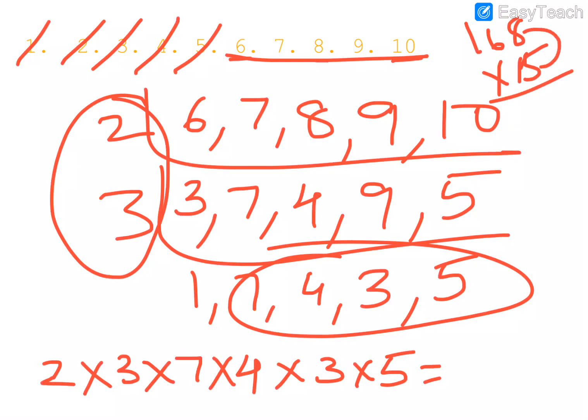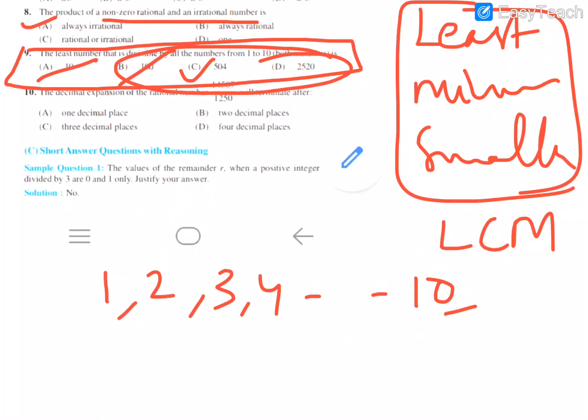In our answer, 8 5s are 40 is the last digit, and 1500. So let us see. So our answer is 2520. Let's mark the answer. That is 2520 is the answer. So 504 is not the answer. So this is how we are going to solve this question. And let's see the last question.